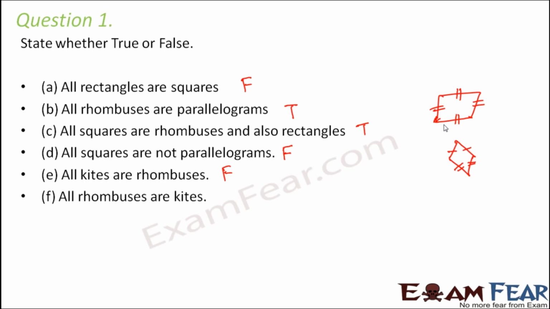All rhombuses are kites. Exactly what I told you just now. So this would be true, because what does a kite want? A kite wants the adjacent sides to be equal. Now for rhombuses, the adjacent sides are equal, because here all sides are equal. So the adjacent sides are also equal.